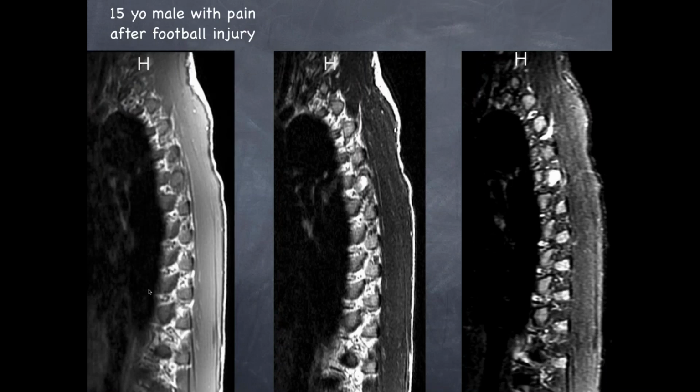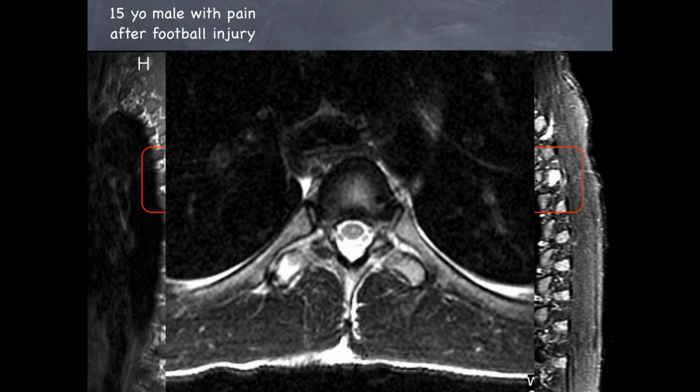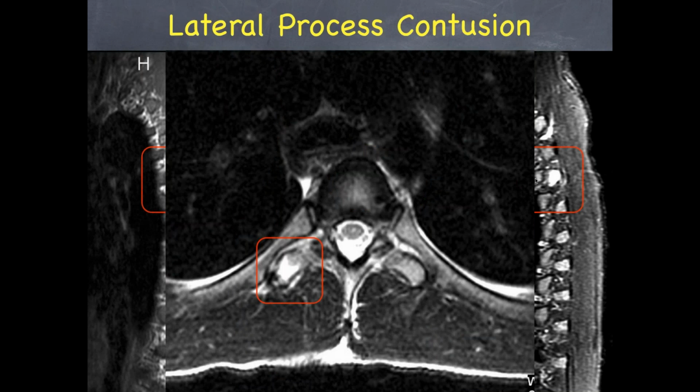Okay, 15-year-old male with pain after football injury. So it looks like we're slightly off center here. And it looks like in the mid-thoracic spine there's maybe some edema in the transverse process. Sort of the upper thoracic spine, right near the fat right there. Yep. I'm not sure if that's real. Okay, axial image. So it looks like possibly a fracture or a contusion of the transverse process. Yep. Good.